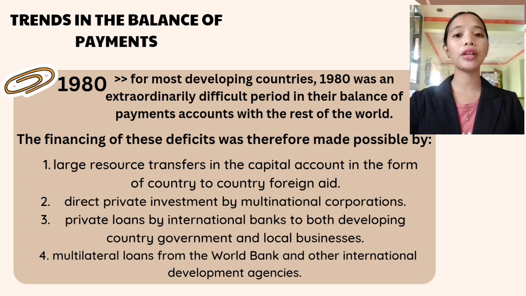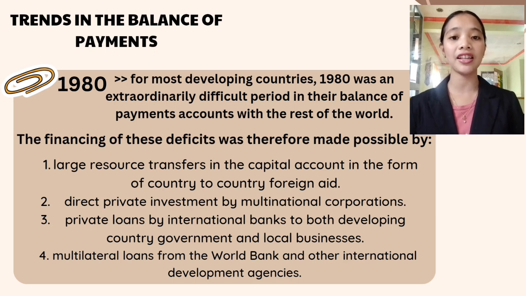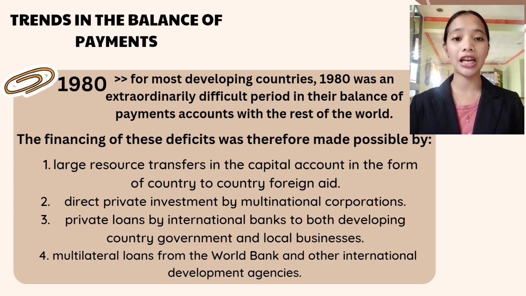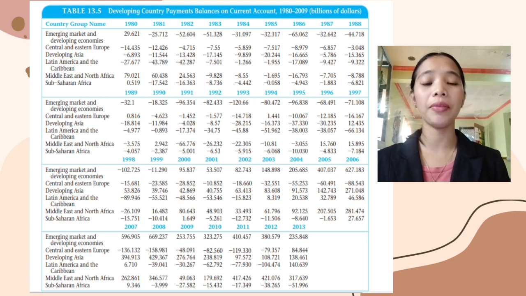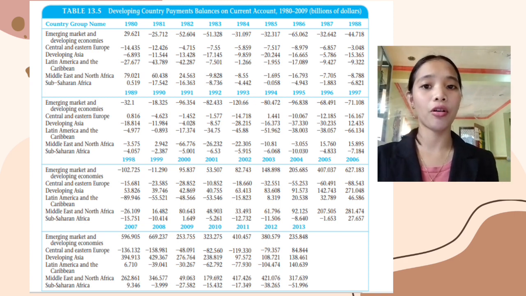For most developing countries, 1980 was an extraordinarily difficult period in their balance of payments accounts with the rest of the world. Prior to 1980, conventional development strategy had the developing countries operating with sizable current account deficits, because imports of capital and intermediate goods were required to provide the machinery and equipment for rapid industrialization. The financing of this deficit was therefore made possible by large resource transfers in the capital account in the form of country-to-country foreign aid, direct private investment by multinational corporations, private loans by international banks to both developing country governments and local businesses, and multilateral loans from the World Bank and other international development agencies.